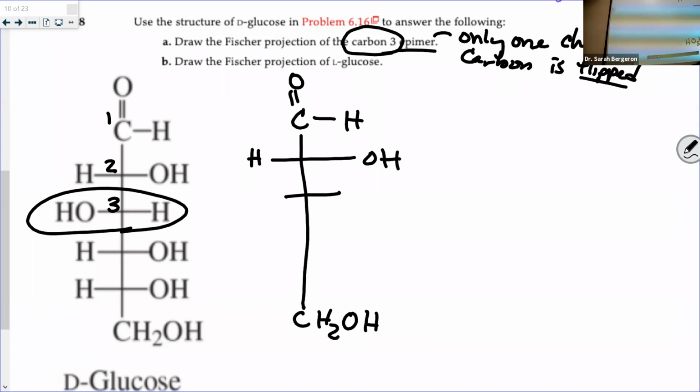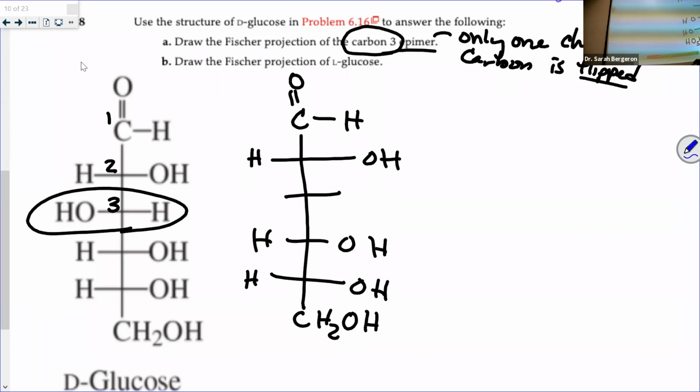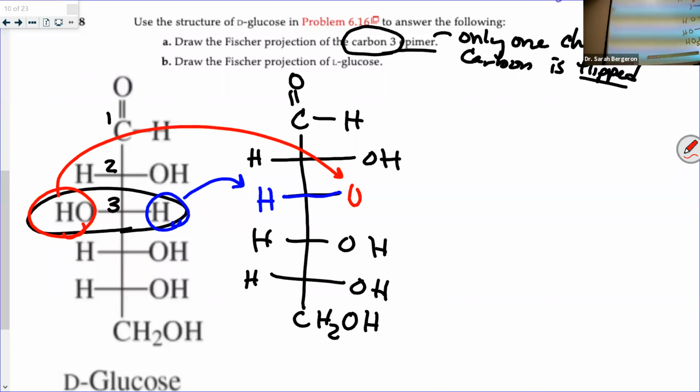You know there's going to be a carbon there. Now this one, we're going to flip it. So what's here is going to be here. What's here is going to be here. Now okay on that? All right, now, next one.